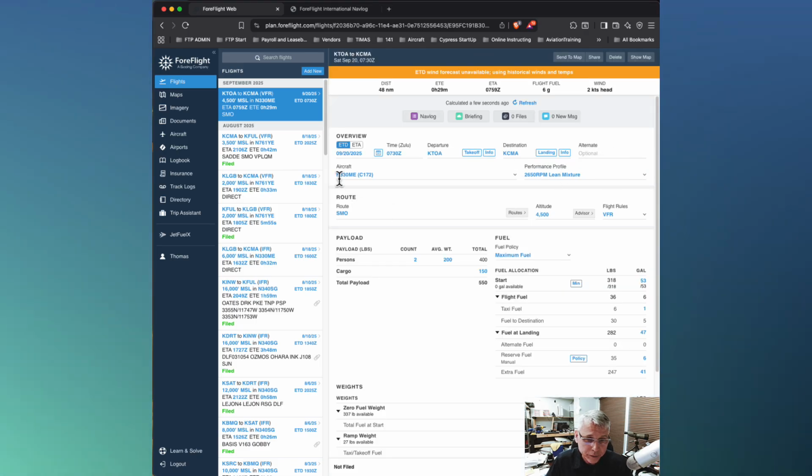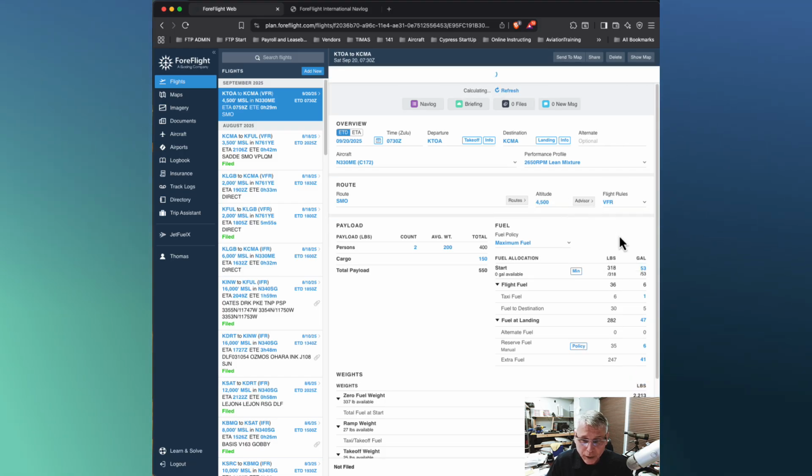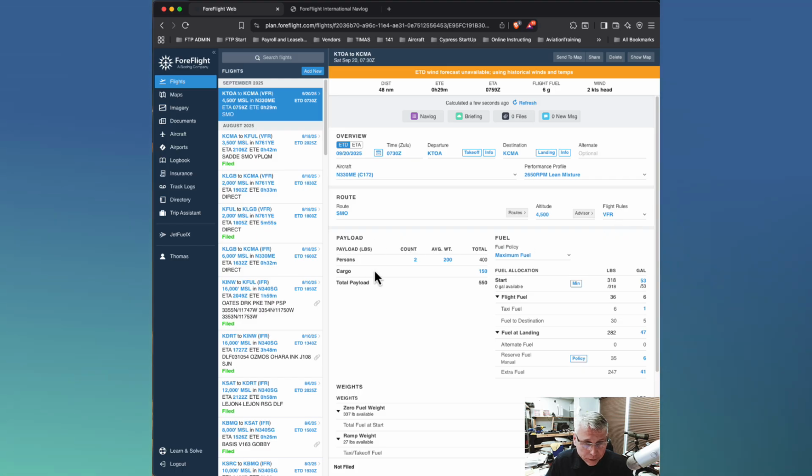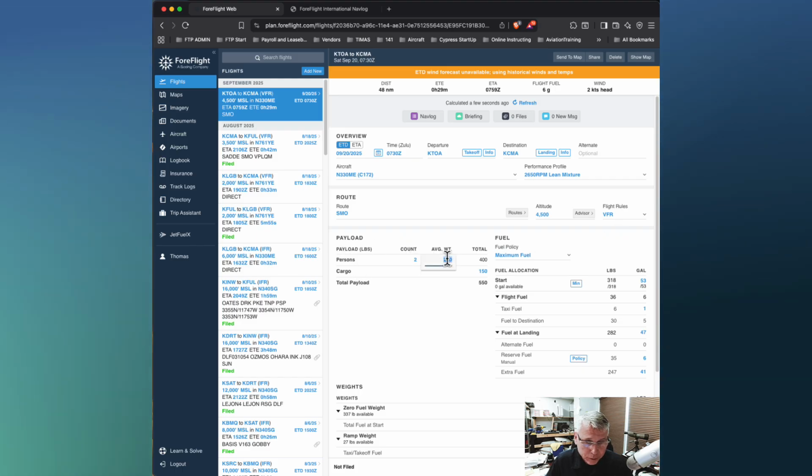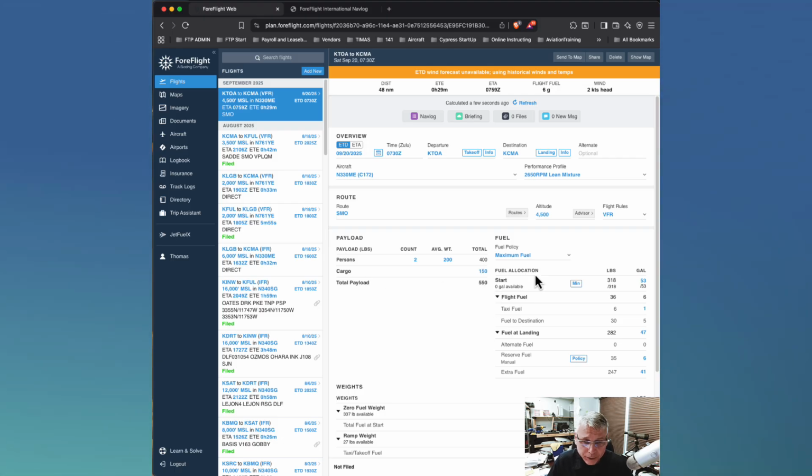We don't have an alternate. We're going to use this airplane, 330 Mike Echo. It's a 172. Our performance profile, we're going to fly pretty much max power, 2650 RPMs, and we're going to go through Santa Monica. We're going to use an altitude of 4,500, and we're going to be doing VFR, Visual Flight Rules. Payload, today we're taking 2 people, both about 200 pounds, and 150 pounds of cargo. Total payload is 550 pounds.